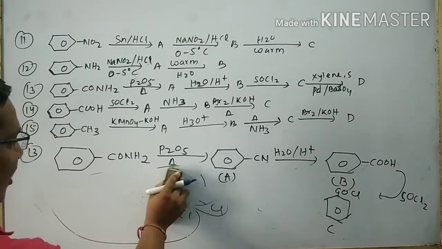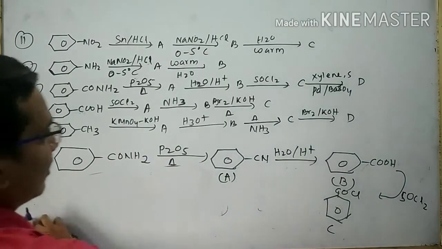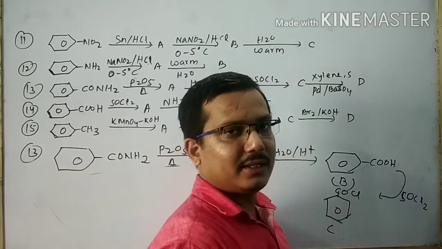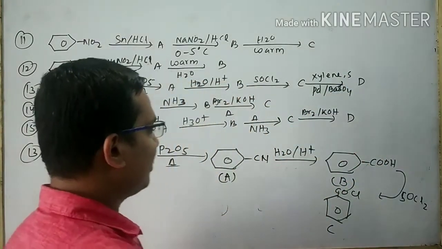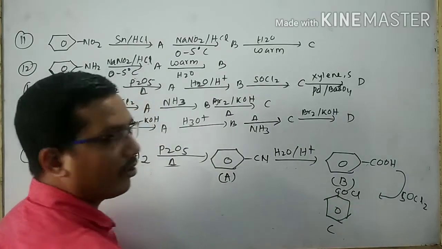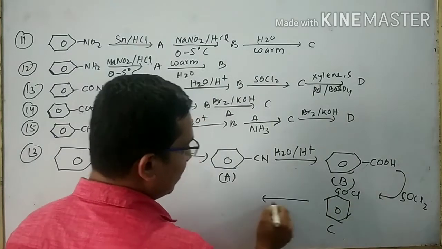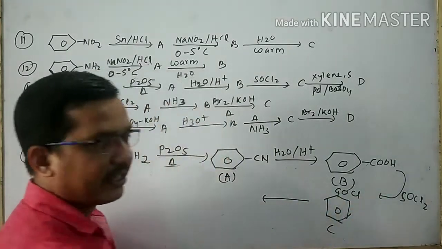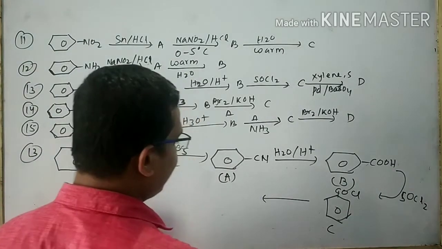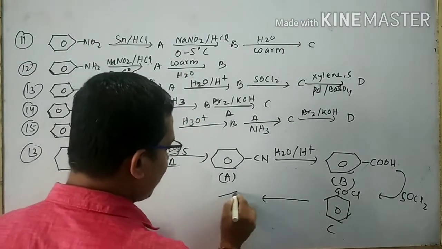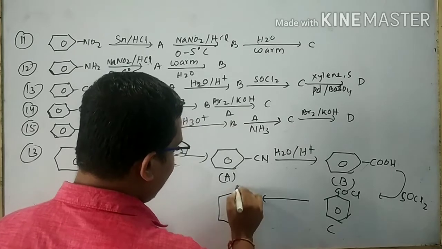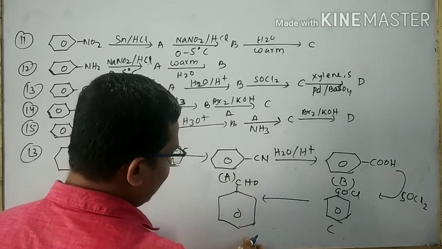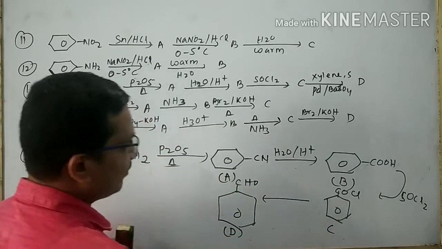Again, the C product undergoes reaction with palladium barium sulfate. Xylene is given, sulfur is also given. That is called the Rosenmund reduction reaction. That means COCl is converted into CHO. An aromatic aldehyde is formed, which is said to be benzaldehyde. It is considered as your product D.